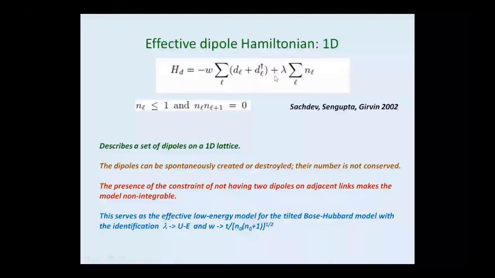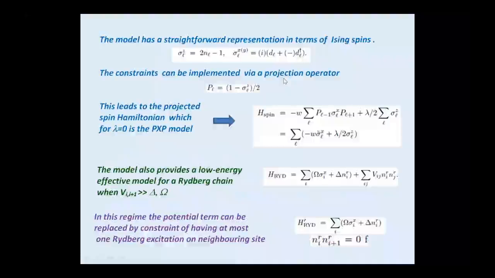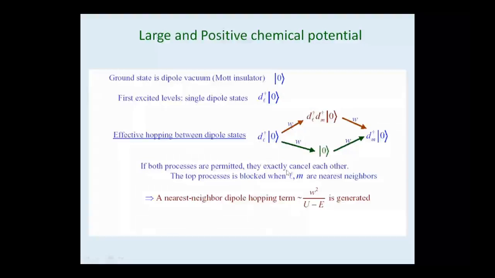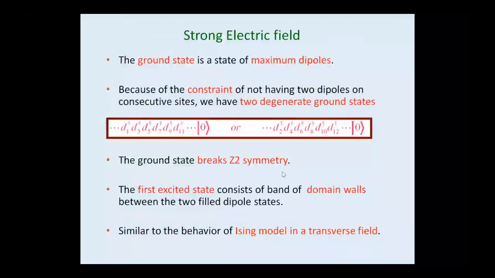If you have a large positive lambda, which is the cost of creating a dipole, then you are in the dipole vacuum phase. That is, the ground state doesn't have any dipoles. However, if your lambda is large and negative, then you form the maximum number of dipoles, but that is just half the sites because you have this constraint. And therefore, you can form dipoles either at the odd number of sites or the even number of sites.